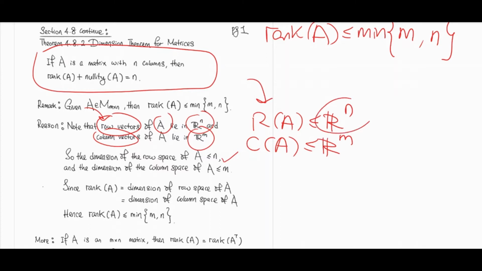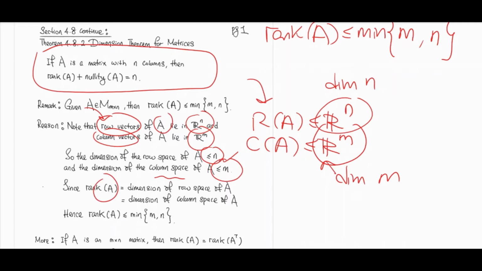So the dimension of the row space of A is at most n, because you are sitting inside Rn, which has dimension n. Rm obviously has dimension m. So the dimension of the column space of A is at most m. The rank of the matrix A is the dimension of the row space of A, and it's also the same as the dimension of the column space of A. So it must be less than or equal to the minimum of these two numbers.